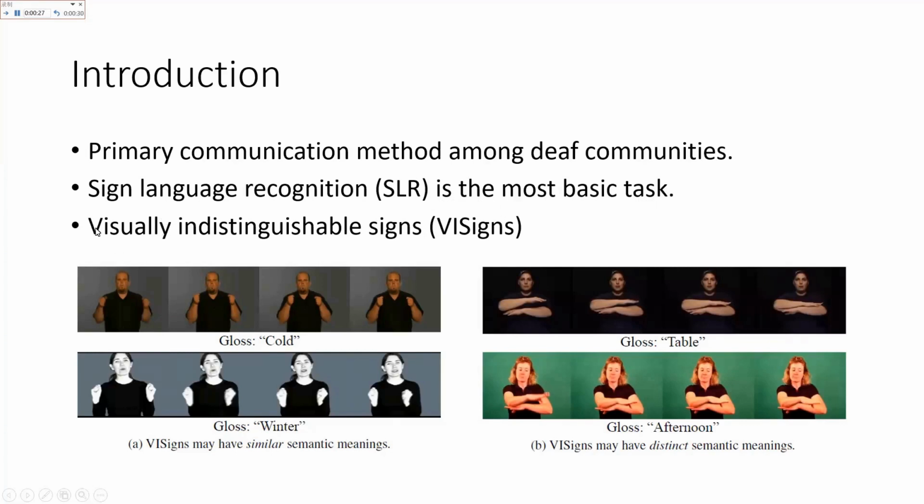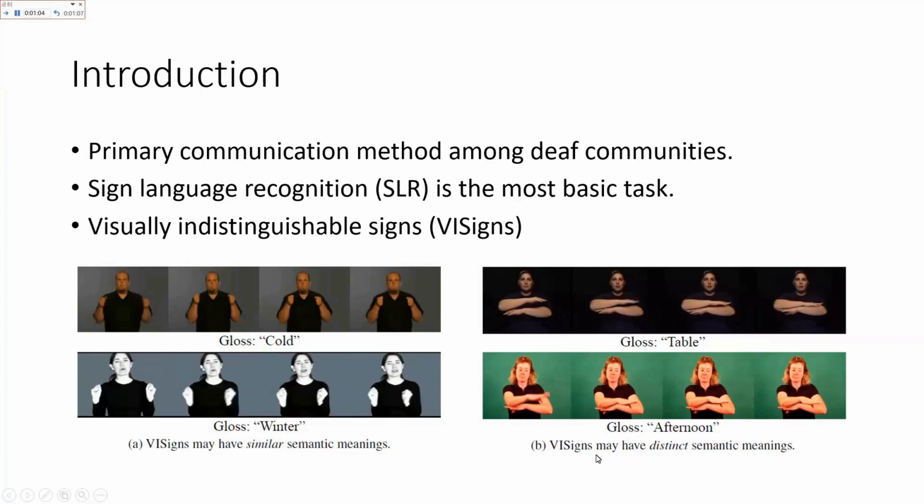We empirically find there exists a majority number of visually indistinguishable signs, or VI signs, among the current widely adopted sign language recognition benchmarks. We can categorize the VI signs into the below two types. The first type of VI signs is with similar semantic meanings. For example, the sun, cold, and winter look similar, and their semantic meanings are also similar to each other.